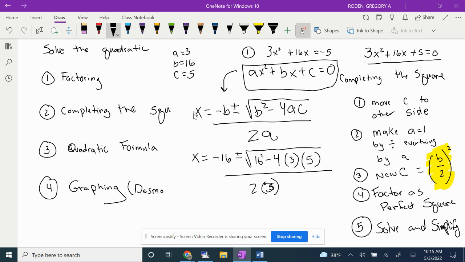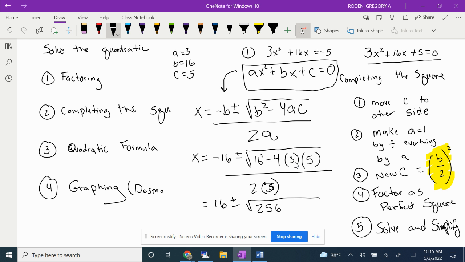But remember, this is not a magical formula. This formula came from completing the square. Does everyone understand that? So now, we're just going to crunch some numbers here. Well, you got negative 16 plus or minus, well, what's 16 squared? Is that 256? Yeah. So 256. Now we're going to do the math.